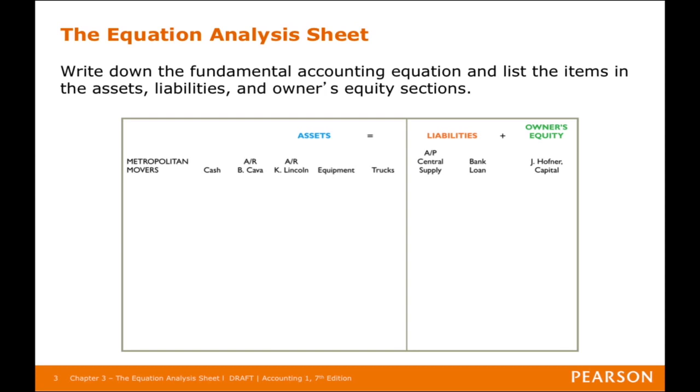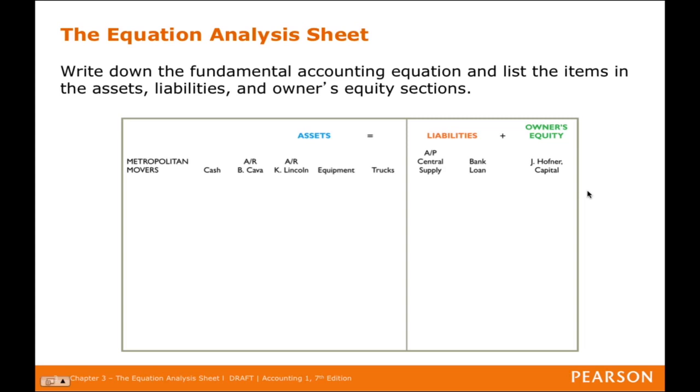So we're going to start out with a blank equation analysis sheet, and at the top of the sheet, you need to write down the fundamental accounting equation, assets equals liabilities plus owner's equity, and then list the items in those assets, liabilities, and owner's equity sections. In this case, the company that we're looking at is Metropolitan Movers. They have 5 different assets, 2 liabilities, and the owner's equity capital account.